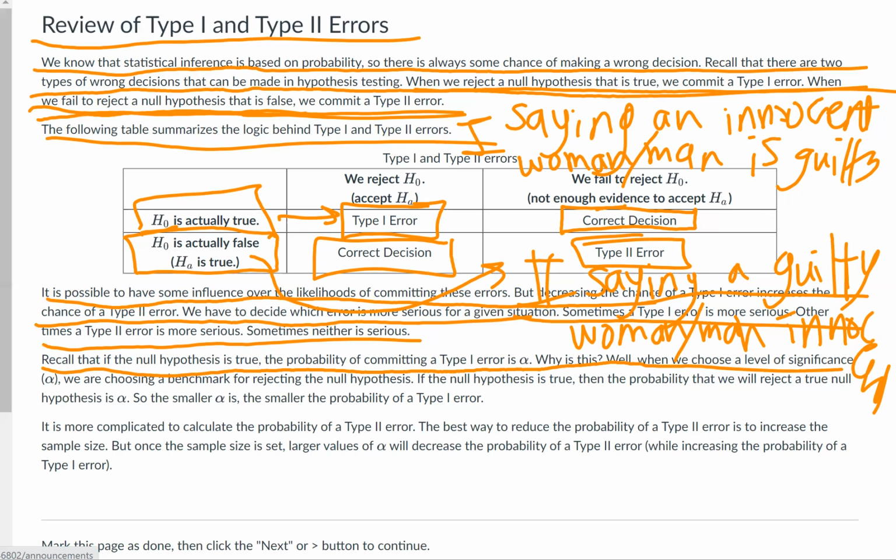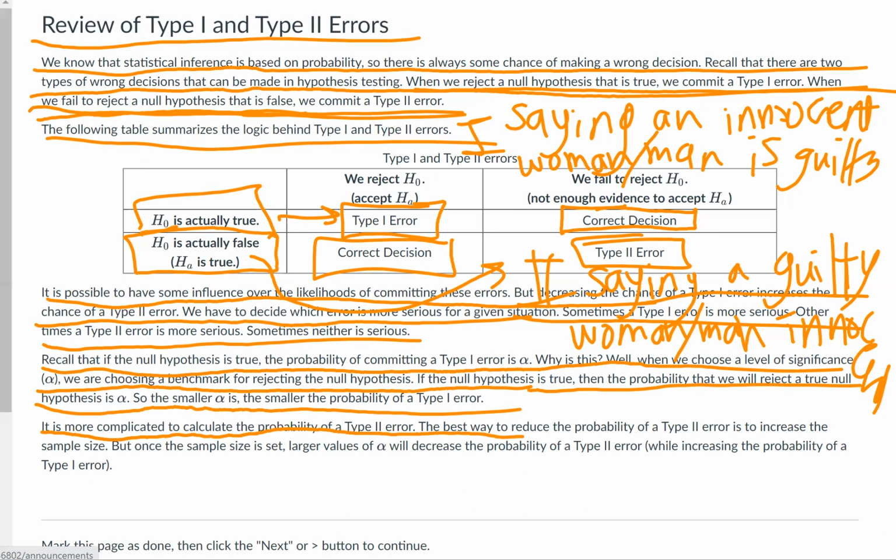Why is this? Well, when we choose a level of significance alpha, we are choosing a benchmark for rejecting the null hypothesis. If the null hypothesis is true, then the probability that we will reject a true null hypothesis is alpha. So the smaller alpha is, the smaller the probability of a type 1 error. It's more complicated to calculate the probability of a type 2 error. The best way to reduce the probability of a type 2 error is to just increase the sample size. That seems to be our answer to a lot of problems in this class, right? If you've got a problem, just increase the sample size.